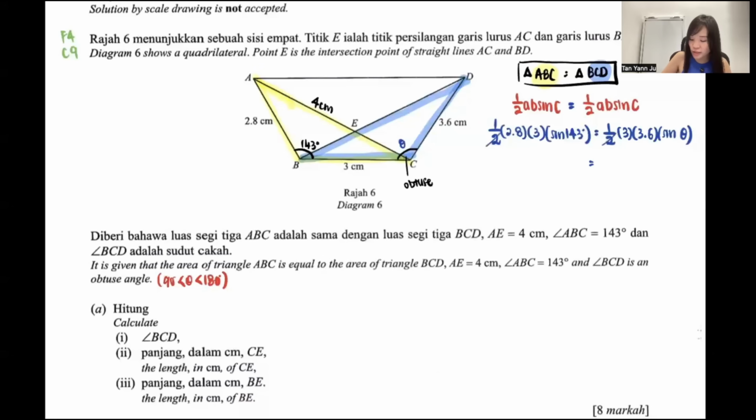Okay, so now these two and these two can both be cancelled because there's no plus or minus. So 2.8 times 3 times sine 143. I'm getting 5.0552 here. 3 times 3.6, this part I'm getting 10.8 times sine theta. So move it over, divide: 5.0552 divided by this answer. I guess getting 0.4681. So theta, sine, move it over, shift sine.